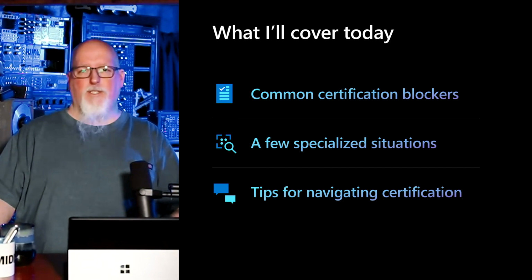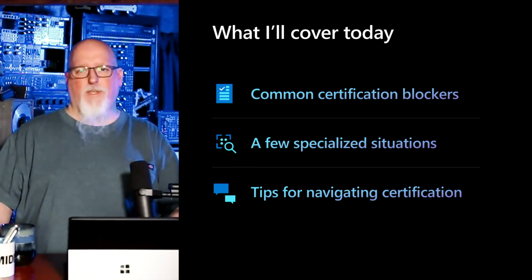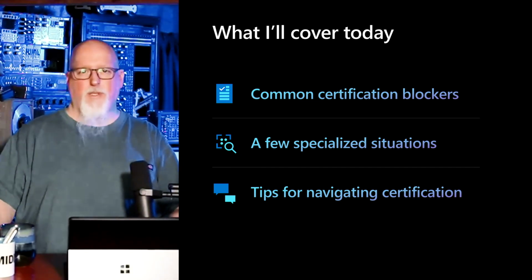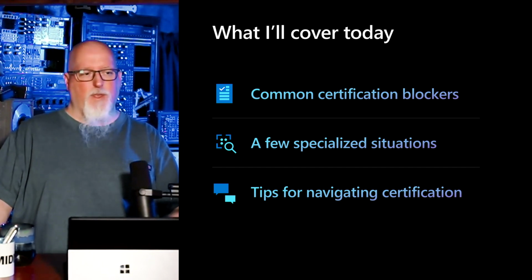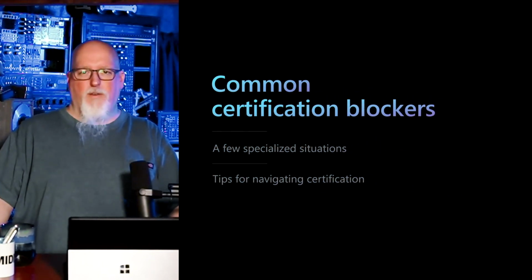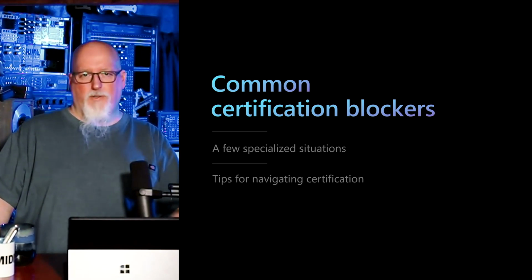Now, these apply to applications regardless of the technology that you're using, whether they're UWP or PWA or Win32 or something else. And also, this is information directly from the product team. So we're going to be basing this right off the data that we use for the certification process. So let's start with a few of the common certification blockers.